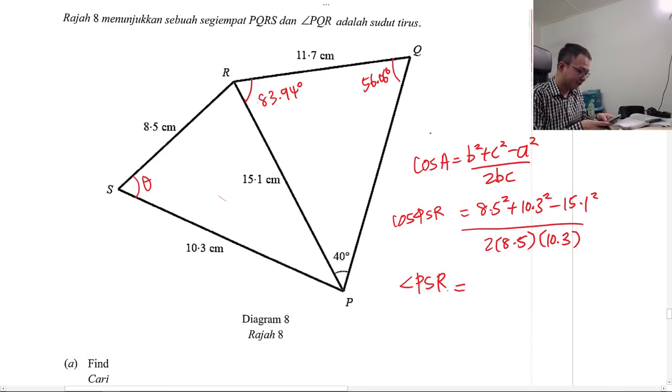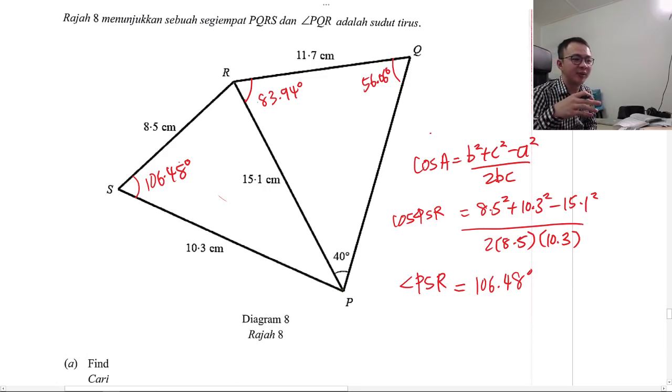8.5 squared plus 10.3 squared minus 15.1 squared, divided by 2, put a bracket, 2 times 8.5 times 10.3. After you get the answer, I will press shift cos. My answer is 106.48. So the angle I found is 106.48 degrees. This is how I do this.